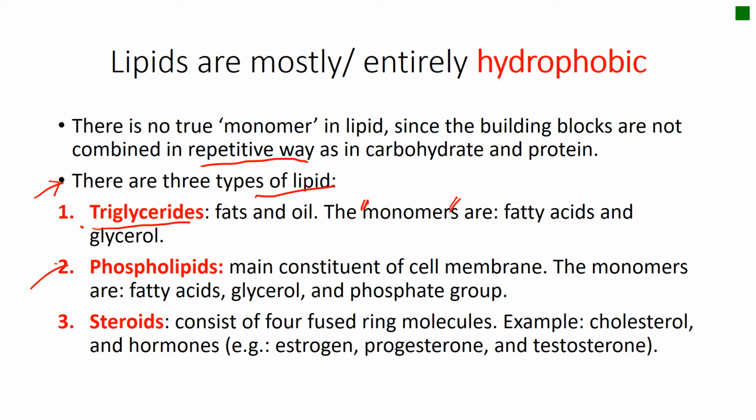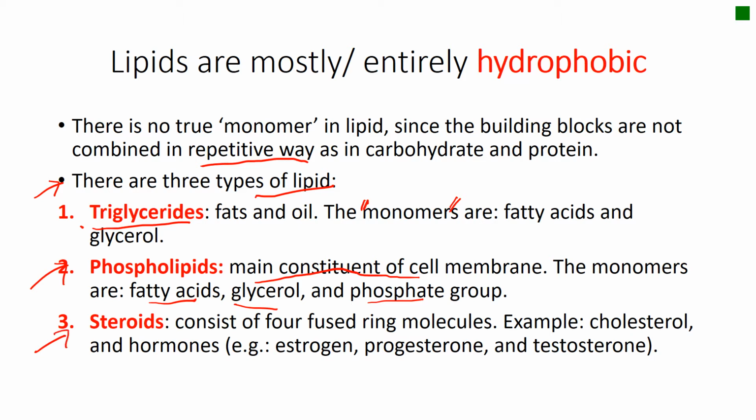And the second type is phospholipid. Now, this sounds familiar to you, right? Yes, because you have learned about this in chapter 1 when we talked about the cell membrane. So phospholipid is the main constituent of the cell membrane. And the monomers, the building blocks, are fatty acid, glycerol, and phosphate group. We will talk about it again further in the next slides.